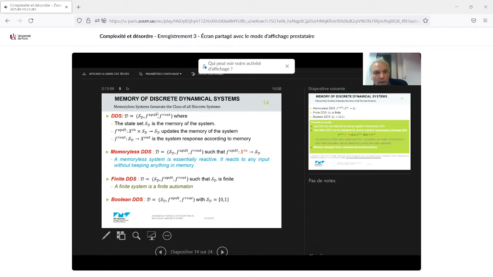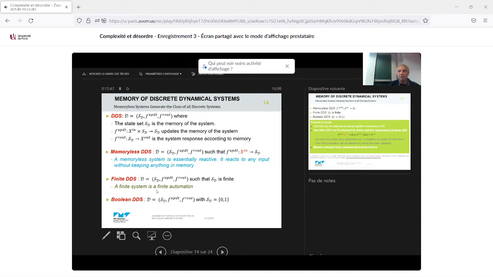So here, as a gentle reminder, I have rewritten very briefly the definition of the DDS. And to establish our results, we need three additional definitions. So we have the notion of memoryless DDS. It's a DDS, but in this case, the update function depends on the input signal only. It discards any influence from the state of the system. And so a memoryless system is essentially reactive. It reacts to an input signal.